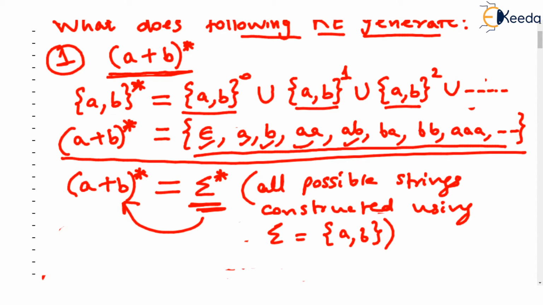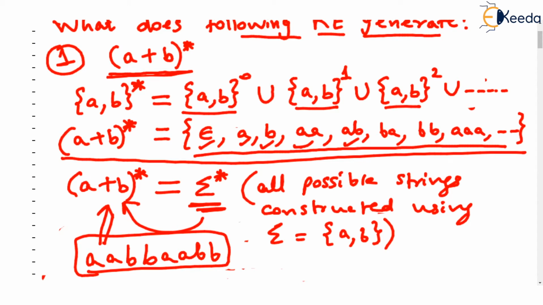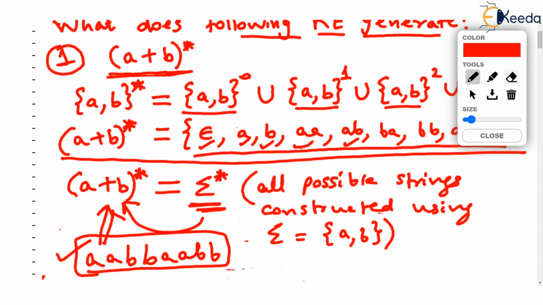b can come first, a can come last, whatever string you say about (a+b)*. So if you are asked, will this string which I am writing, aabbaabb, be generated? Yes, of course. This string is also there in this set. In the set, I have written very few strings, but this is an infinite set which will contain all possibilities of the strings that can be made using a+b.